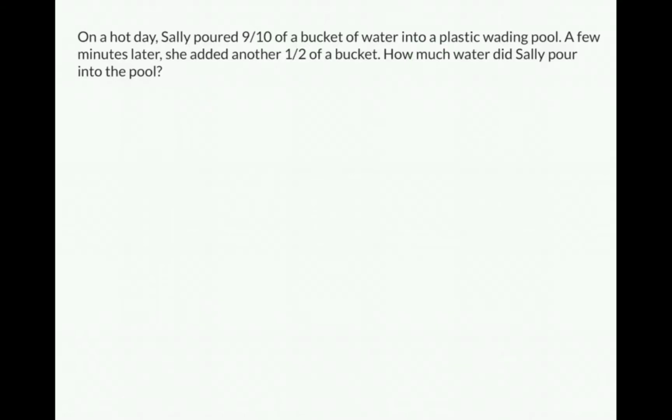Here's a real-world problem for you. On a hot day, Sally poured 9/10 of a bucket of water into a plastic wading pool. A few minutes later, she added another 1/2 of a bucket. How much water did Sally pour into the pool?